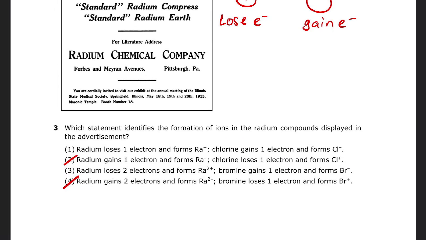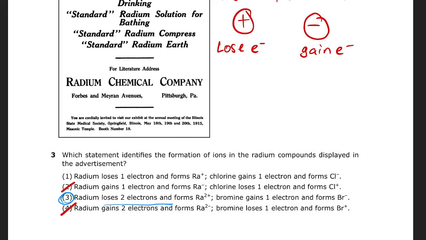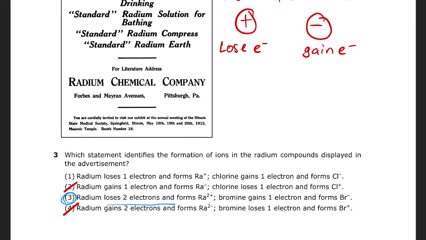So we're going to pick the answer choice that says radium is going to lose 2 electrons, right? If it's forming a +2 ion, it's losing 2 electrons. And then bromine gains 1 and forms Br-. That checks up as well.